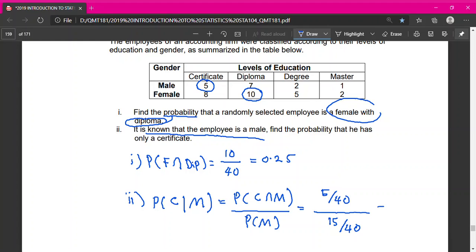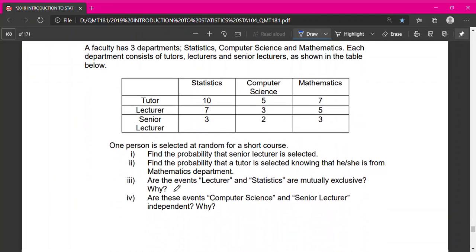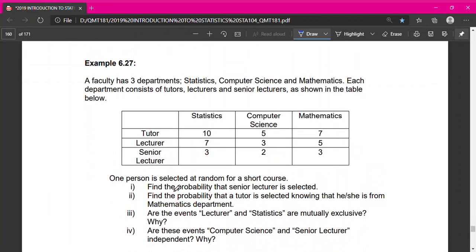Okay, so the answer will be 5 over 15, ataupun 0.333 something. Okay, so that is how to grab the information from the table here. And then kena tukar daripada sentence ke dalam bentuk ayat statistik. Okay, let's see another example lah kat sini.